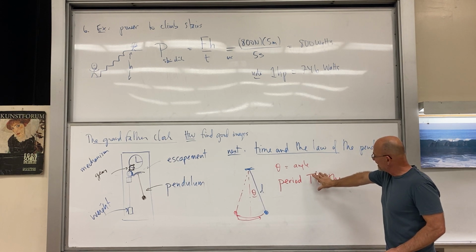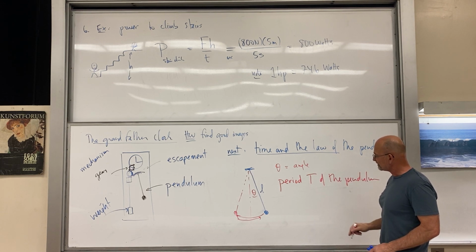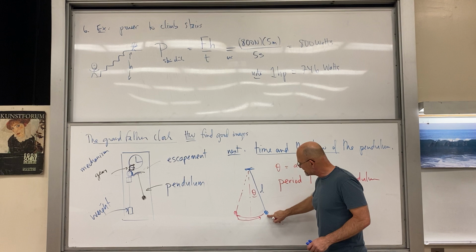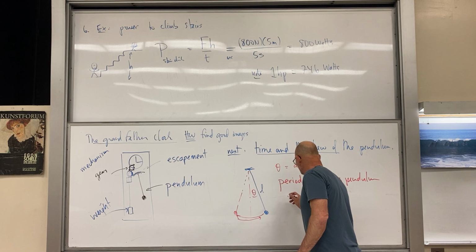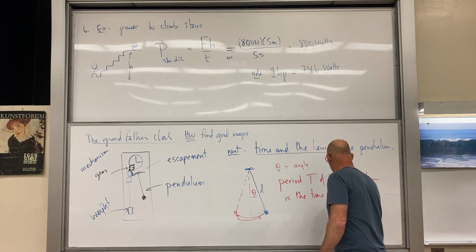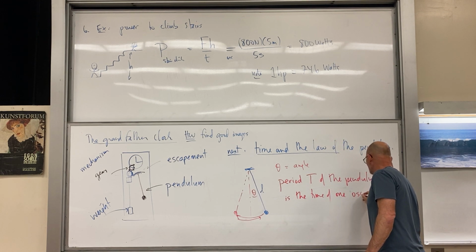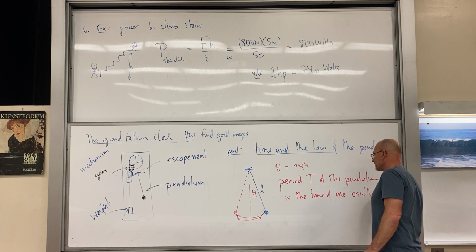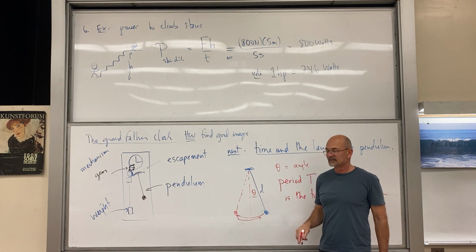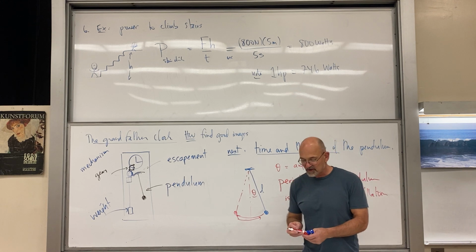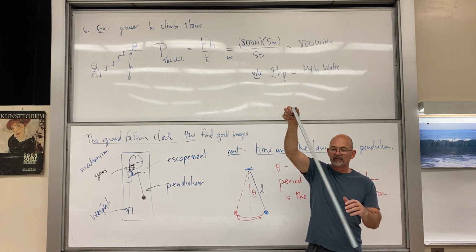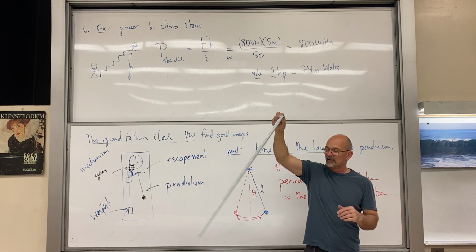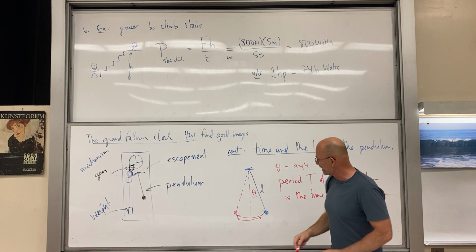So the period, capital T here, period of the pendulum, is the time required from when you release it from here to swing over and come back again. Is the time of one complete oscillation. So you let go, it swings over, comes back. If it were a 1 second pendulum or a 2 second pendulum, it would go like this: 1001, 1002. Okay, 1001, 1002. That would be the pendulum swinging back and forth.